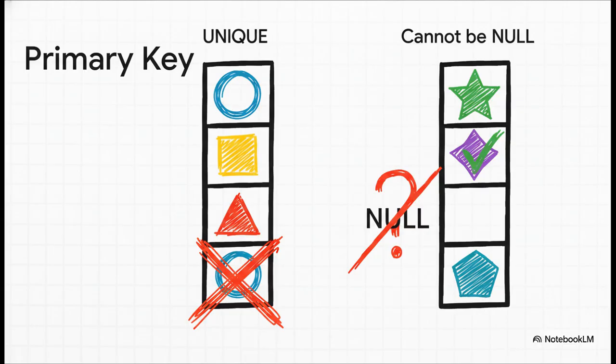Okay, if you remember nothing else from this session, remember this. The primary key has 2 golden rules. They are non-negotiable. First, every single value in the primary key column has to be unique. No duplicates. Ever. Second, it can never, ever be null or empty. Every row needs a value.